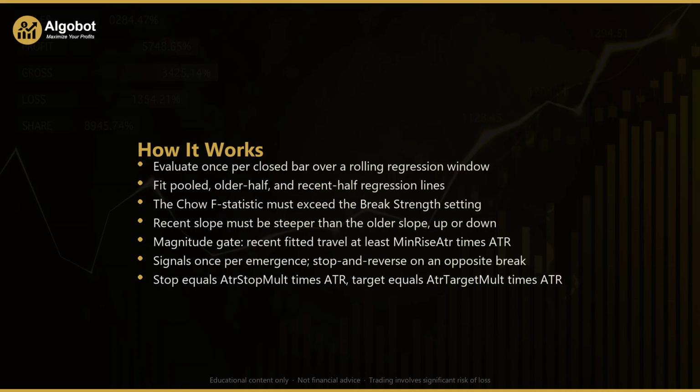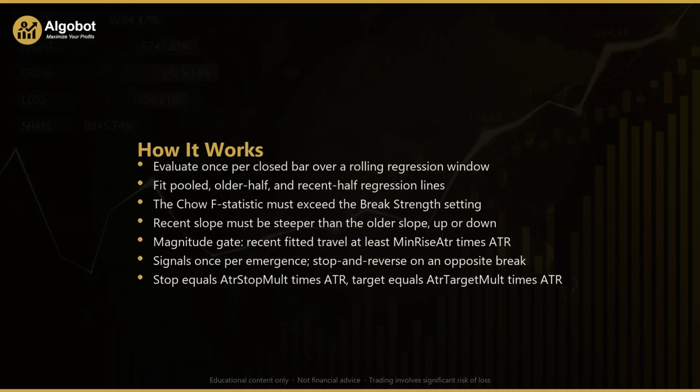Then the magnitude gate is applied. The recent line's fitted travel, its slope multiplied by its length, must span at least the minimum rise ATR multiple of the current ATR. This filters out breaks that are statistically significant but too small to be meaningful. The strategy also debounces its signals. A fresh emergence signals only once. The direction must reset to neutral before the same side can signal again, which prevents it from re-entering the same break repeatedly. If an opposite emergence appears while a position is open, the strategy flattens the existing trade and reverses, a stop and reverse.